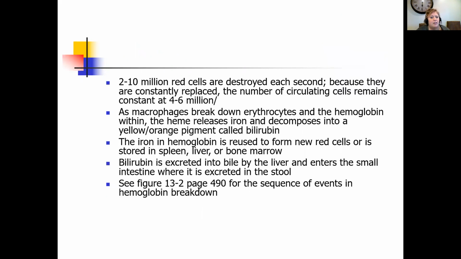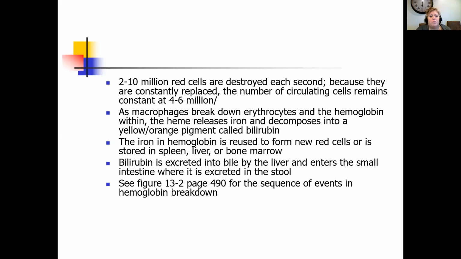2 to 10 million cells are destroyed each second. And because they're constantly replaced, the number of circulating red cells remains constant at about 4 to 6 million. So right now you have anywhere between 4 and 6 million red blood cells circulating in your bloodstream, and every second 2 to 10 million are being destroyed while they're being manufactured and put in the bloodstream to maintain that 4 to 6 million constant.